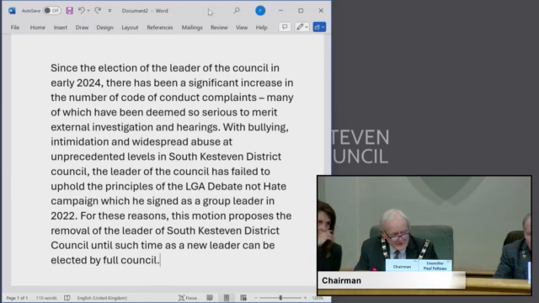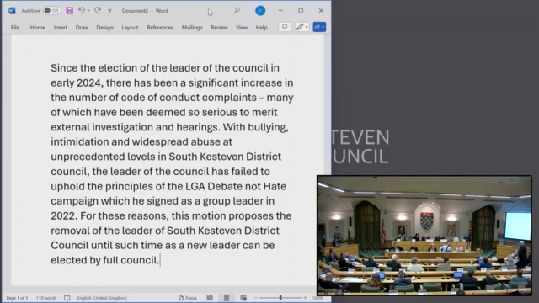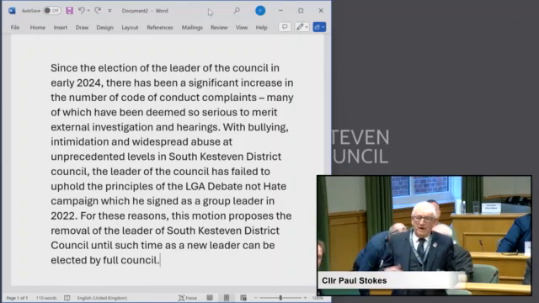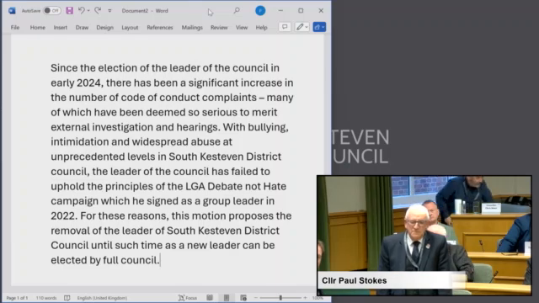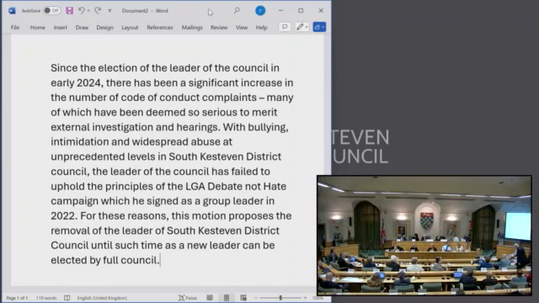Is it a point of order, Councillor Stokes? I actually would like to amend the amendment back to the original motion and rule out the amendment. Thank you, Chairman.